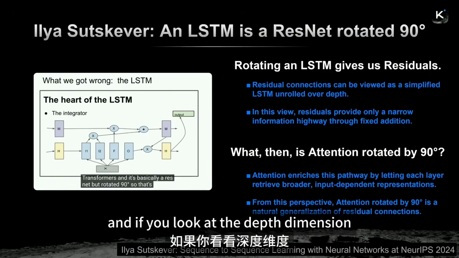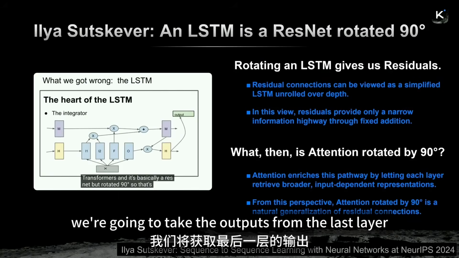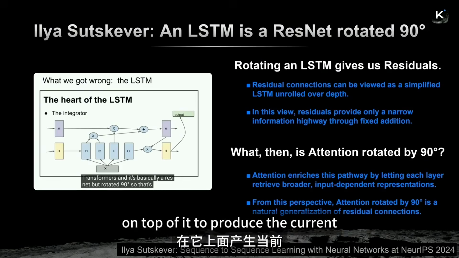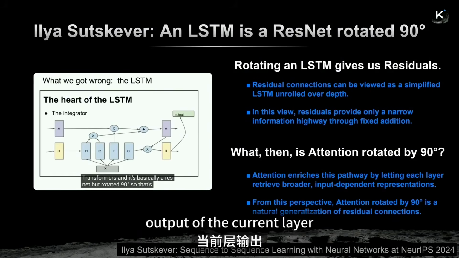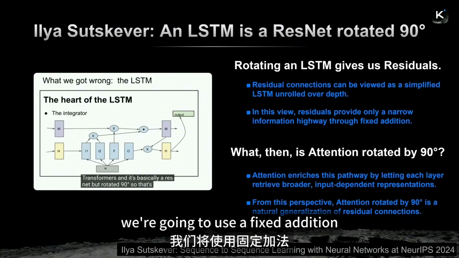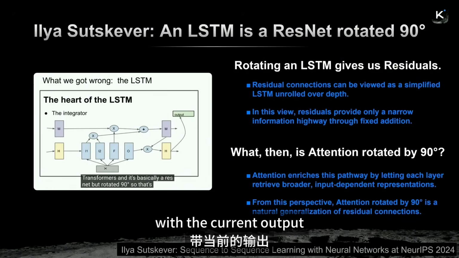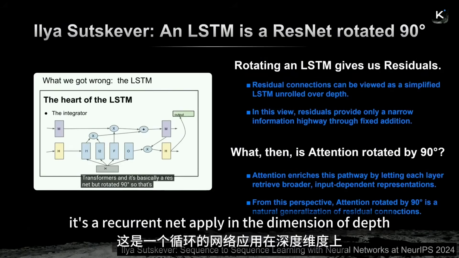And if you look at the depth dimension, the residual connection is basically the same. We take the outputs from the last layer, and then we apply some sort of function on top of it to produce the outputs of the current layer. It's just that the formulation is different. For example, for residual connection, we use a fixed addition: we add the previous hidden states with the current output. The formulation is different, but the basic idea is the same. It's a recurrent net applied in the dimension of depth.